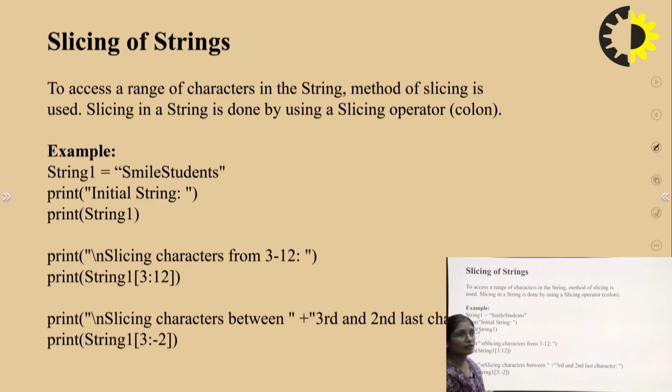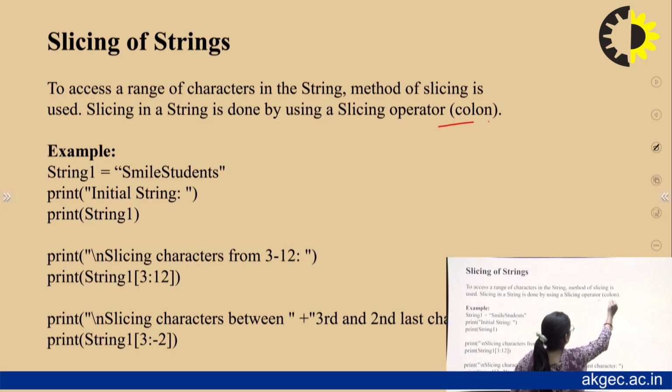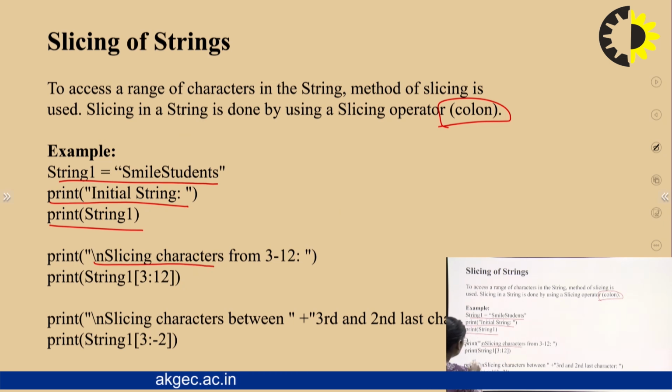Now, slicing of a string. What is slicing of a string? To access a range of characters in a string, the method of slicing is used. Slicing in a string is done by using the slicing operator, that is colon. Colon is used for the slicing of a string. Here, string 1 is "smile students". Print initial string. What is the initial string? The initial string is this, print string, and this is also correct.